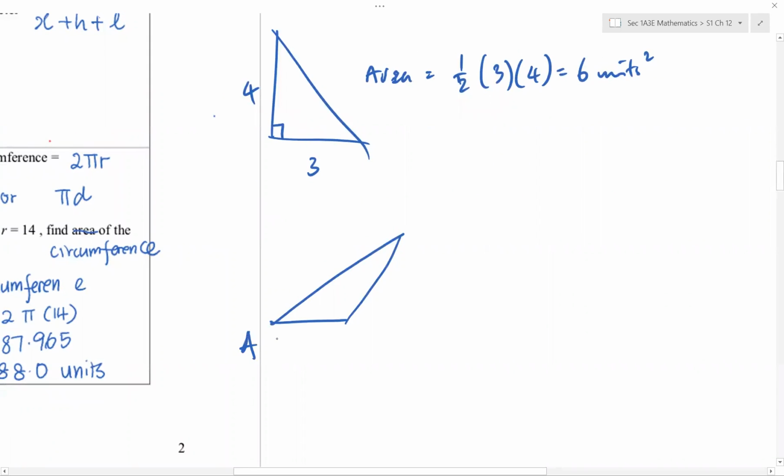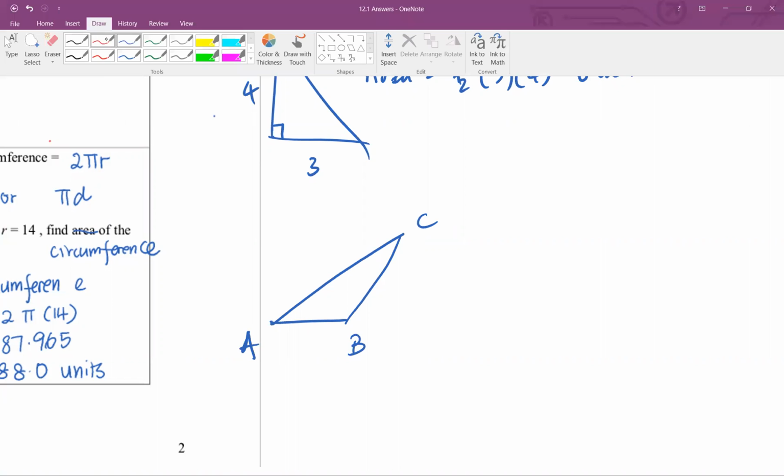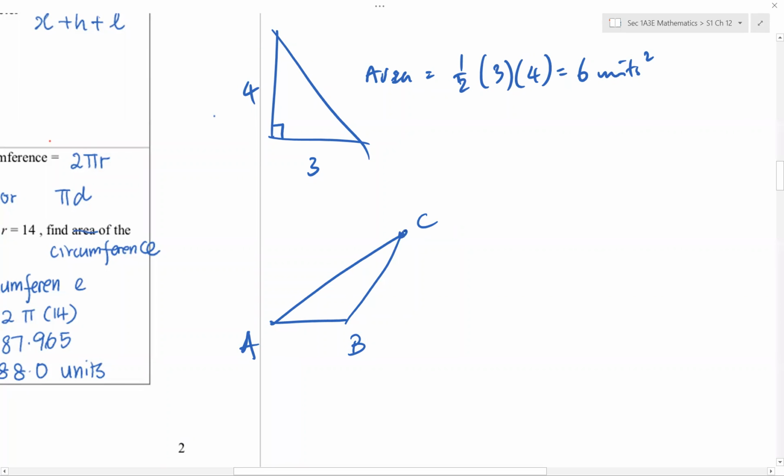Okay, so A, B, C. How do we find the area of this particular triangle ABC? What information do you need? The height. Where is the height? From the topmost to the bottommost. So am I right to say that the top, this is the top, down to the bottom? Is this the height? Perpendicular. So this way.